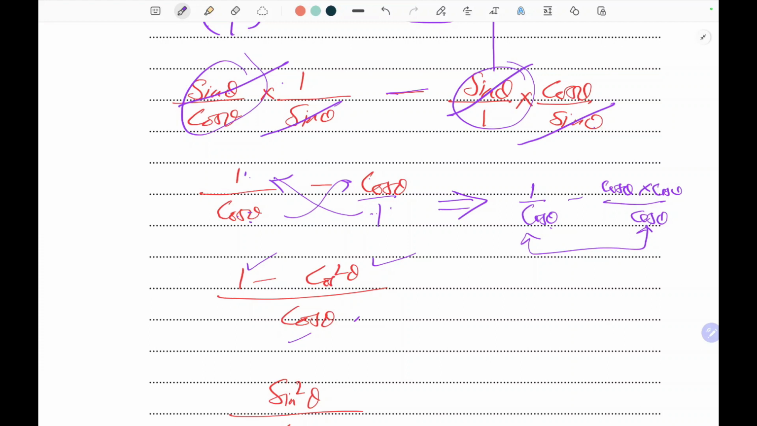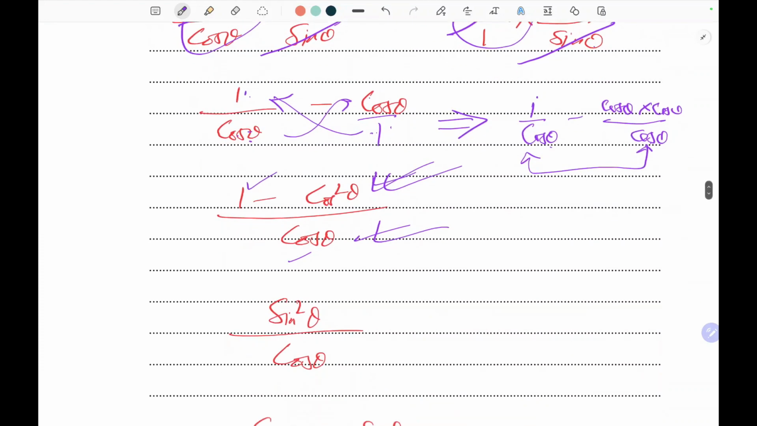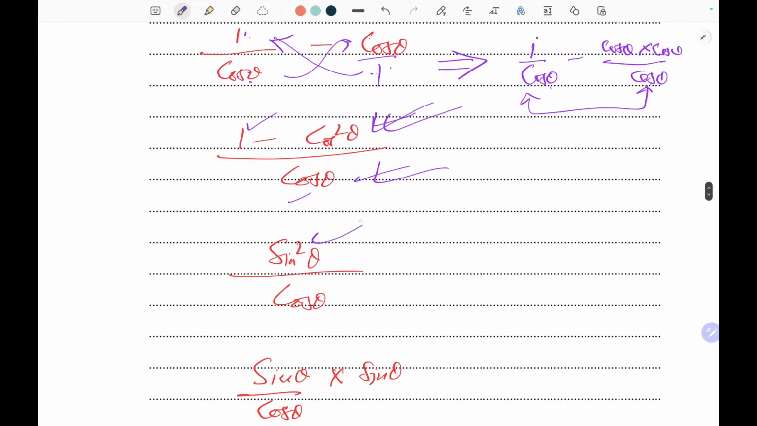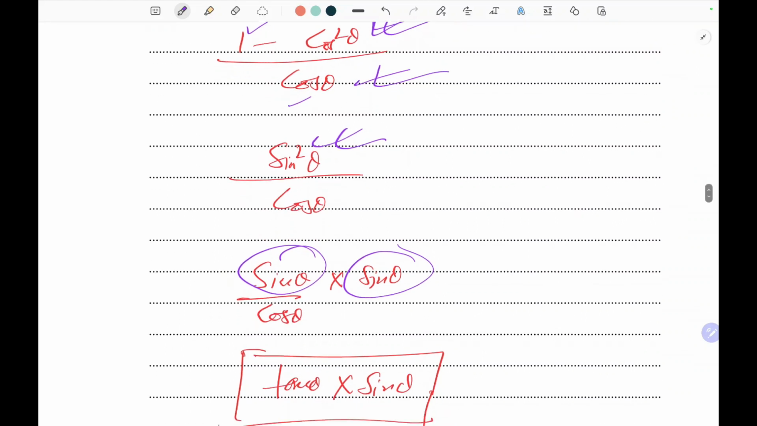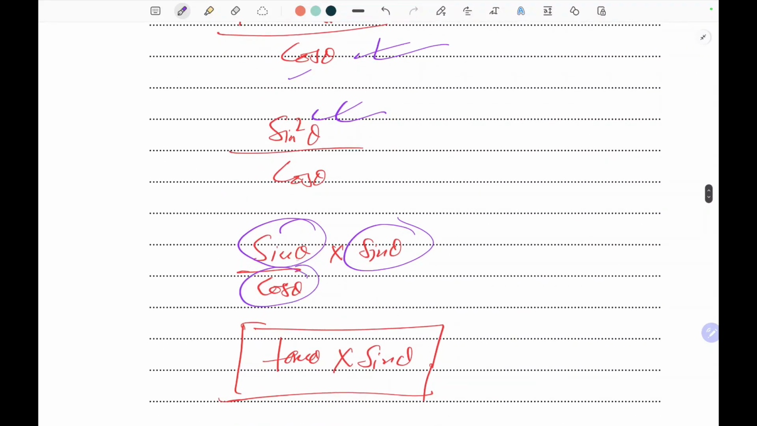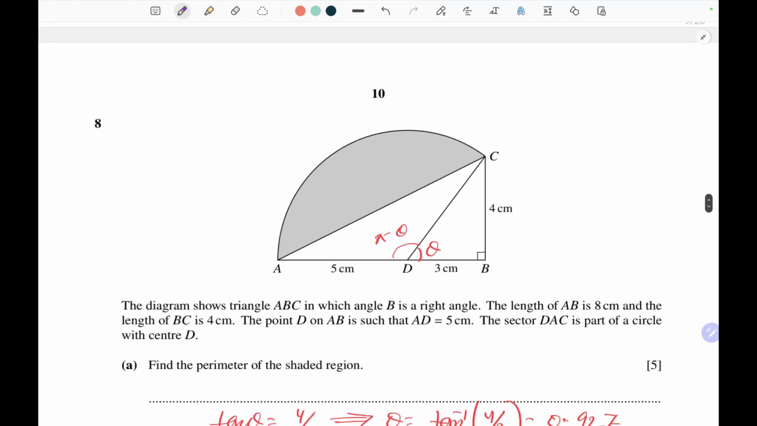Now cos and cos, see this is cos, and top is 1 minus cos square theta, which is here. So 1 minus cos square is sine square theta, we know that. You can write sine square theta as sine theta times sine theta, and cos was in denominator, so sine over cos, which is tan, and sine is there, so tan theta times sine theta.